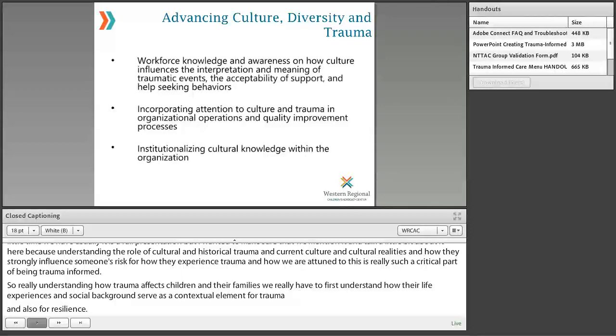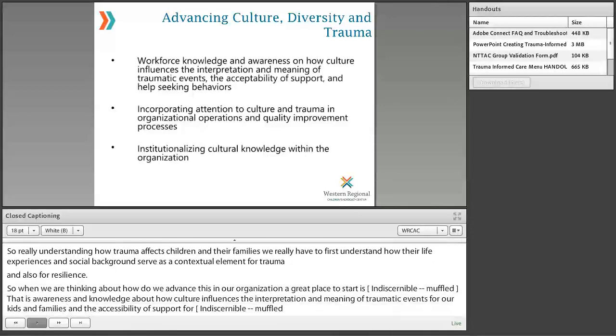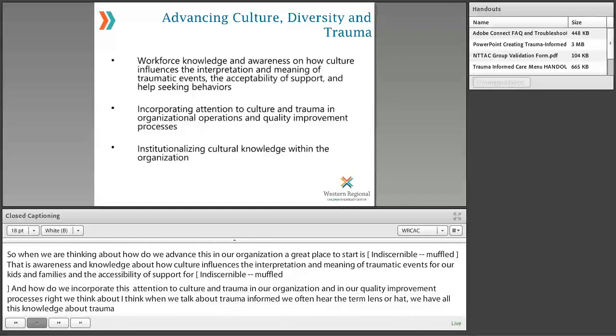When we talk about trauma-informed, we often hear the word lens or hat, right? We want to put on our trauma-informed hat, we want to put on our trauma-informed lens. We have all this knowledge about trauma and its impacts and how the children and families that we're working with might react or respond to me based on their trauma exposure. We want to also have that cultural lens as well. And I'd argue that it's really hard to disentangle these lenses, to have one or the other, that they really kind of go hand in hand.